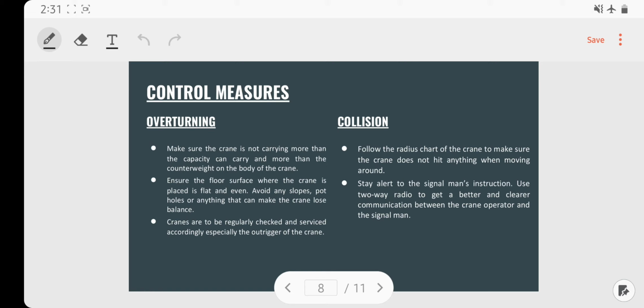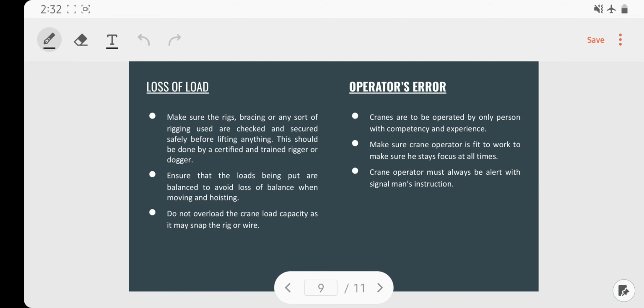Use two-way radio communication to get better and clearer communication between the crane operator and the signalman. As you know, sometimes hand signals can be quite blurry or confusing. So the best way is to always use a two-way radio or walkie-talkie.